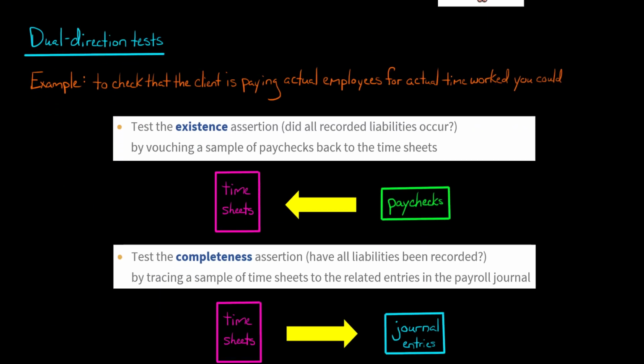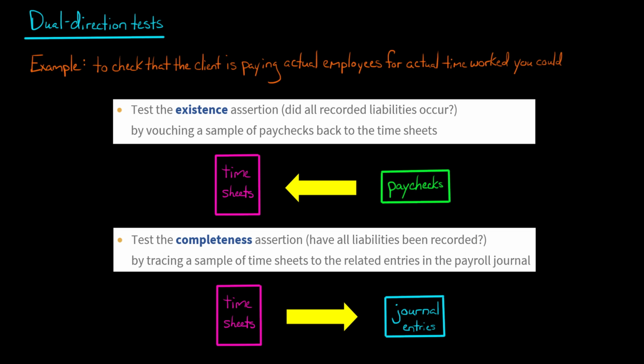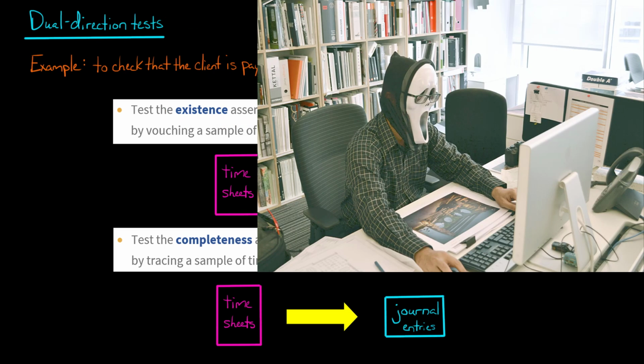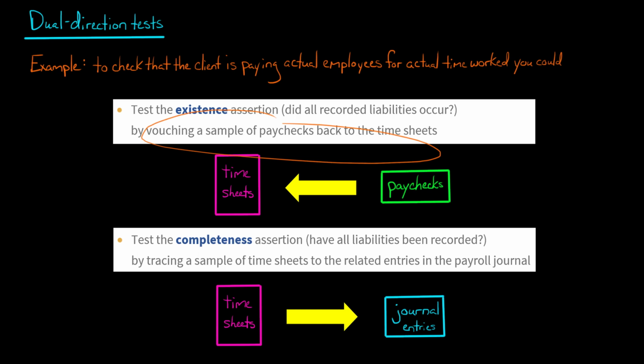Here's an example of what I mean by dual direction tests. Let's say that we're trying to check that the client is paying actual employees for actual time worked. That's a very important thing with the payroll cycle. If we think about the existence assertion, we want to make sure: did these recorded liabilities actually occur? For example, maybe it's a fictitious employee. Well, what we could do is vouch a sample of paychecks back to the timesheets. So we take a paycheck and let's say it says this employee worked 40 hours and they got paid a certain amount. We vouch that paycheck back to the supporting document, the original timesheets, to see whether there is in fact a timesheet that says that employee worked 40 hours, and we want to look for a signature of their supervisor and so forth.